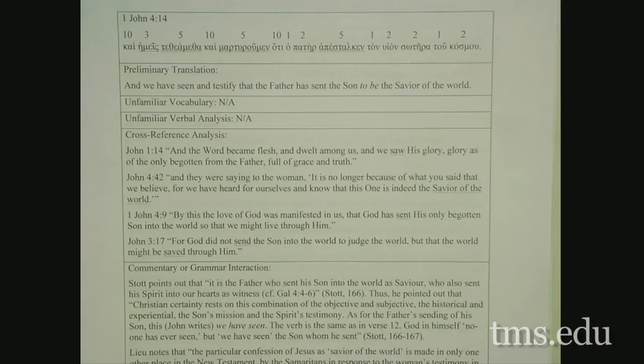All right, so I have verses 14 to 18. So the numbers are 10, 3, 5, 10, 5, 10, 1, 2, 5, 1, 2, 2, 1, 2. Preliminary translation: we have seen and testified that the Father has sent the Son to be the Savior of the world.